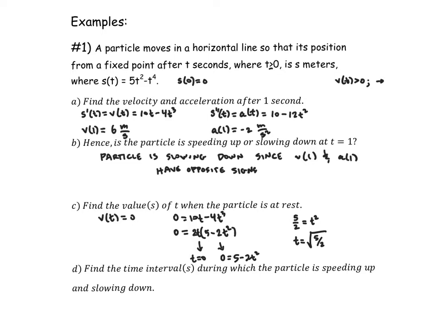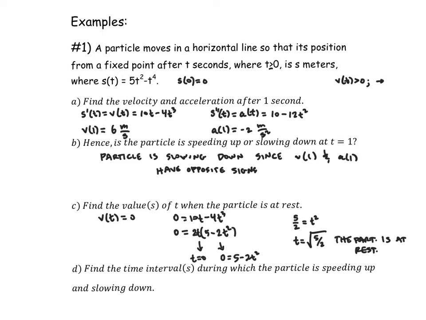I don't care about the fact that I'd get two answers, positive and negative, because time isn't going to be negative in any context that we work with. Okay, so at t equals square root of 5 halves, the particle is at rest. I'm going to abbreviate particle is at rest.